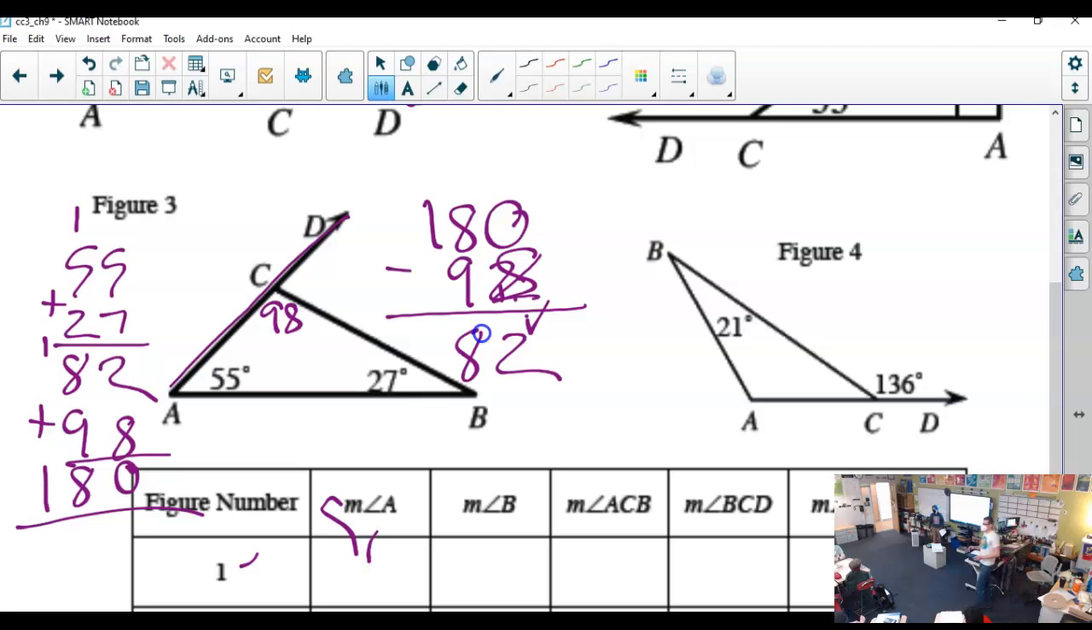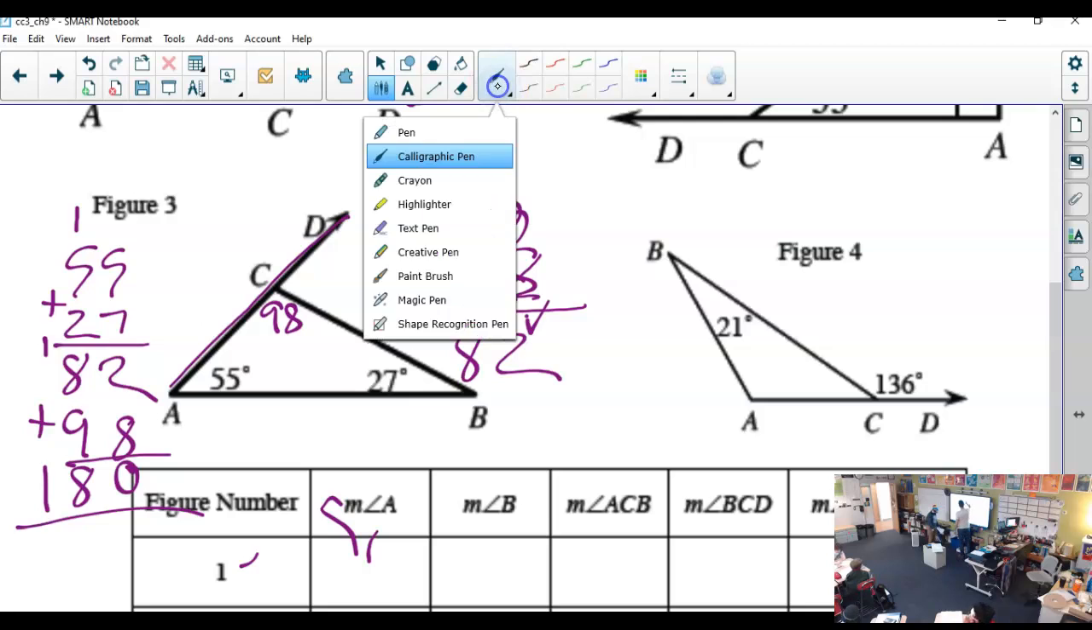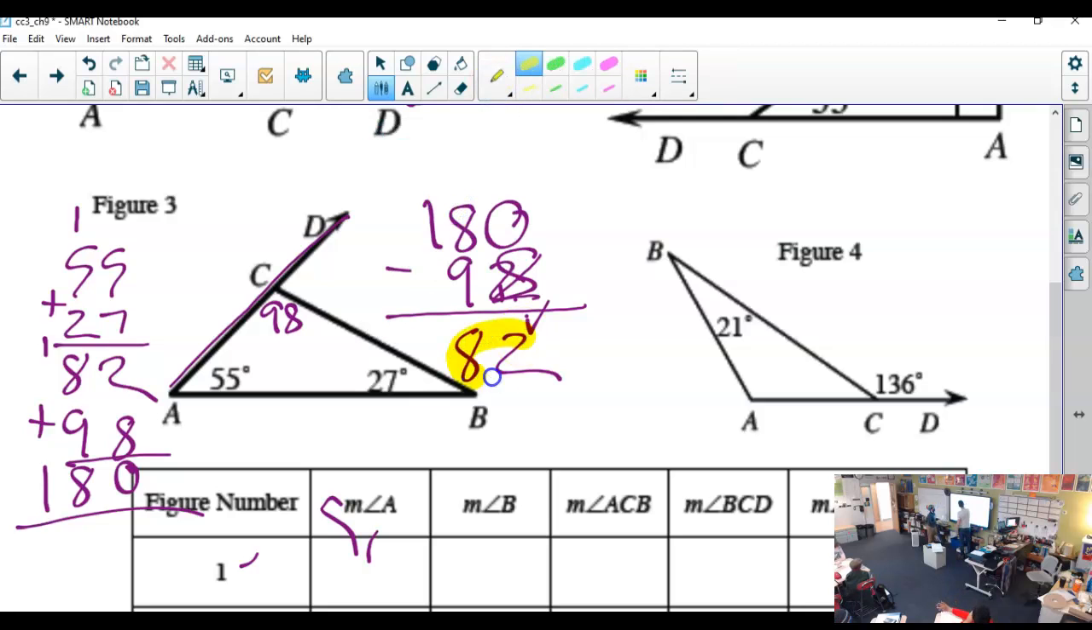Now, here's what we should start to recognize, or be like, wait a minute. Max just said this is 82, but we also had an 82 over here. Interesting.